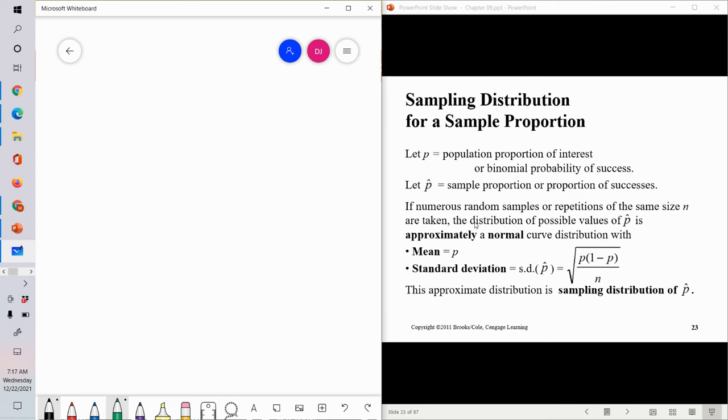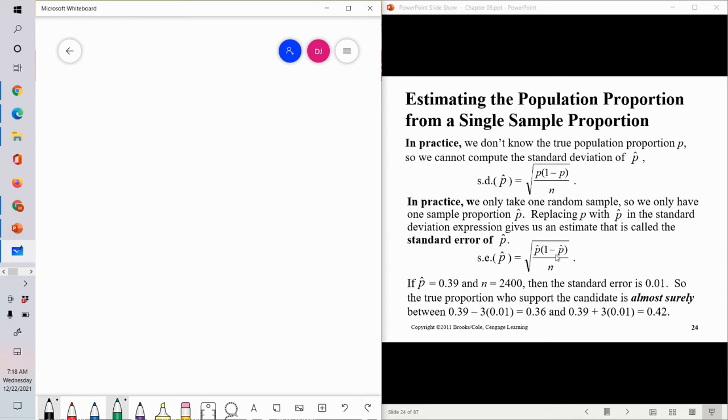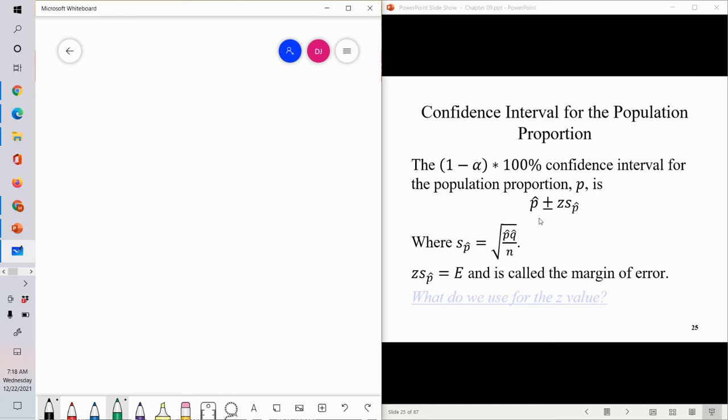Okay, so for the population proportion, we start with p-hat. We find the standard deviation of p-hat, the square root of p-hat times 1 minus p-hat, which I call q-hat, over n. So here you'll see p-hat plus or minus z times s sub p-hat. This here is our margin of error. Notice the margin of error E is z times s sub p-hat. And here's the formula: s sub p-hat equals the square root of p-hat q-hat over n.